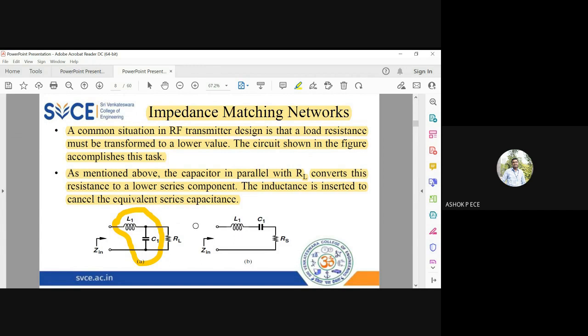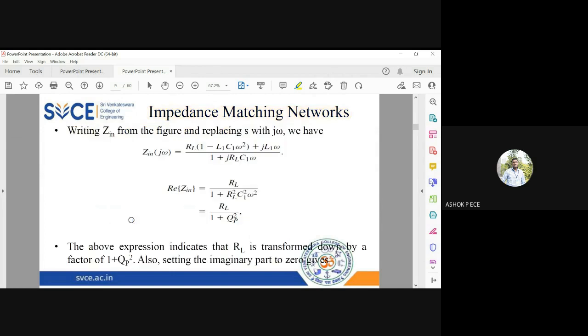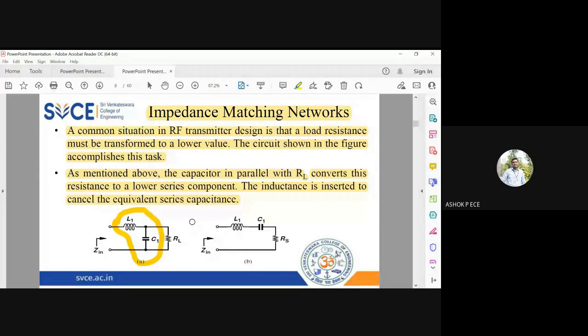When I cannot use only an inductor or only a capacitor, I am inserting a capacitor. To cancel out the capacitive reactance, I am introducing an equivalent inductance L1, so that finally at the end, there is no change in the circuit parameters.